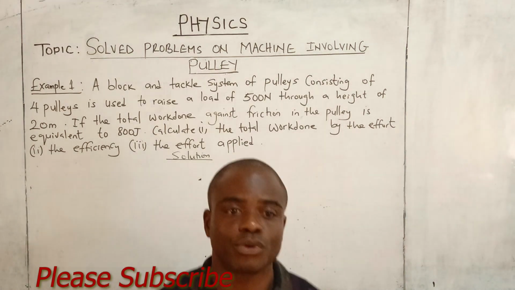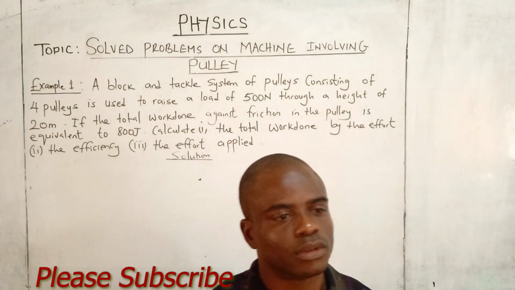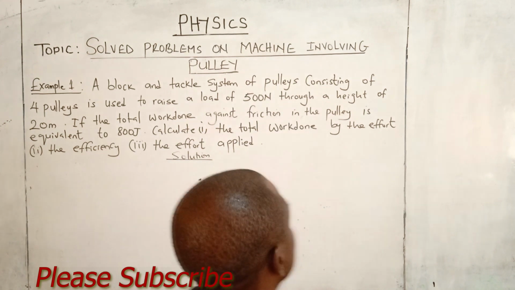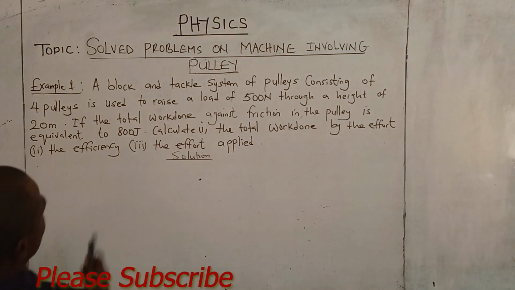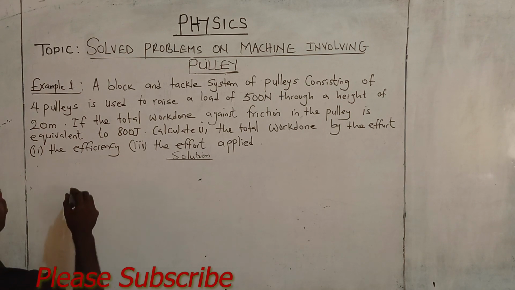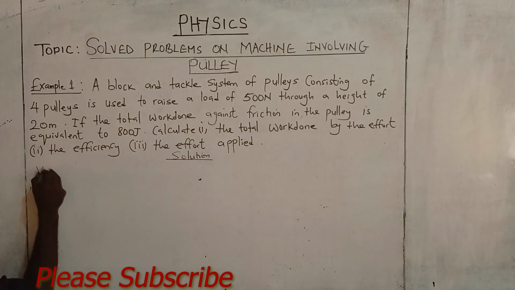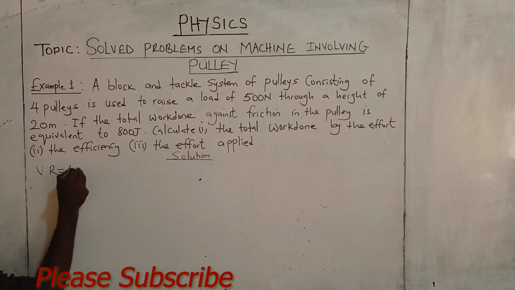Today, we are solving problems on machines involving pulleys. Now, what we need to do is to write down the parameters. Four pulleys, that's the velocity ratio equals four.